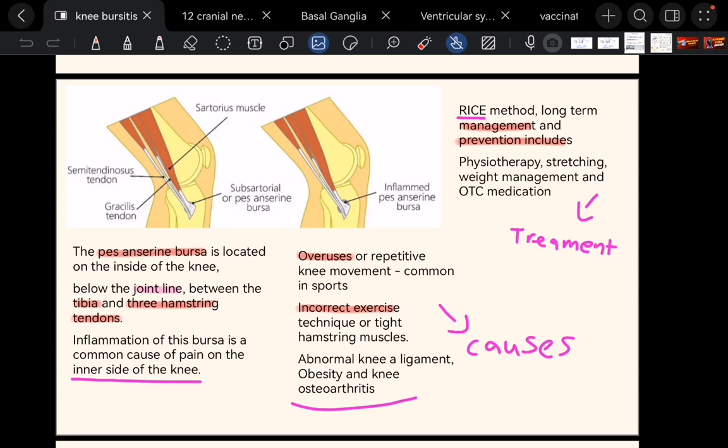Now, treatments otherwise will include the RICE method, and long-term medications and preventions include physiotherapy, stretching, weight management, and over-the-counter pain medications as well. So this is pes anserinus bursitis. It is located around the medial side of the knee. So if people come in with knee pain on the medial side, you can think of the pes anserinus bursitis.